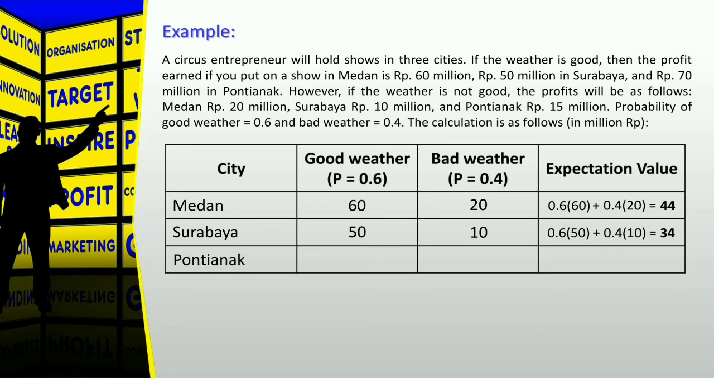And the last city is Pontianak. In Pontianak, if the weather is good, the profit will be 70 million. And if the weather is bad, the profit will be 15 million. So the expected value is 0.6 multiplied by 70 plus 0.4 multiplied by 15, and the expected value is 48.